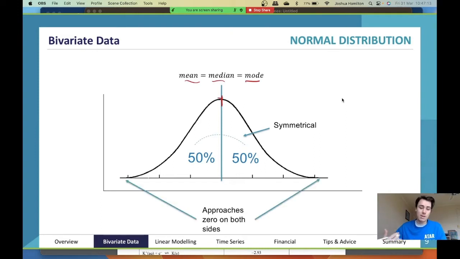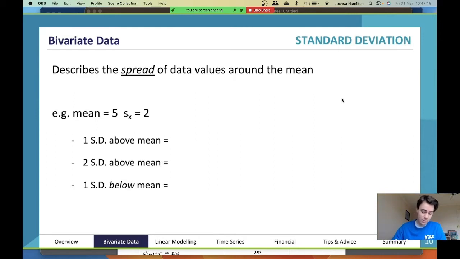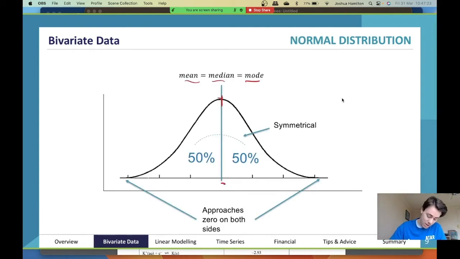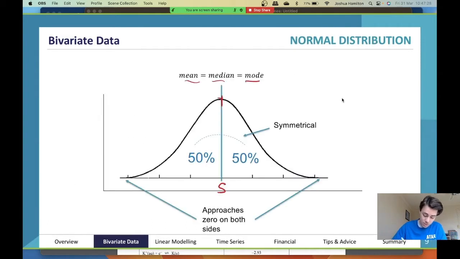Symmetrical, all that sort of fun stuff, approaches 0 on either end. It's really important to understand standard deviation and the spread. So as you can see here, you've got a mean of 5, and you've got a standard deviation of 2. So you've got 7, you've got 9, you've got 3, you've got 1, etc.